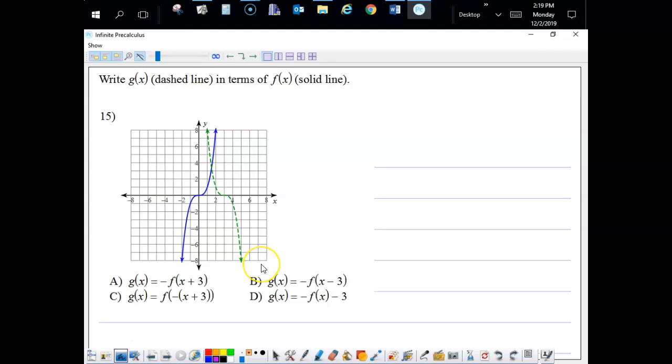Now these ones I made multiple choice. For these types of questions, the blue one, think of that as your original function, which is g of x. Now, what would you have to do to this blue line? Solid line and the dotted line. So, what would you have to do to this solid line to get it to look like this dotted line?